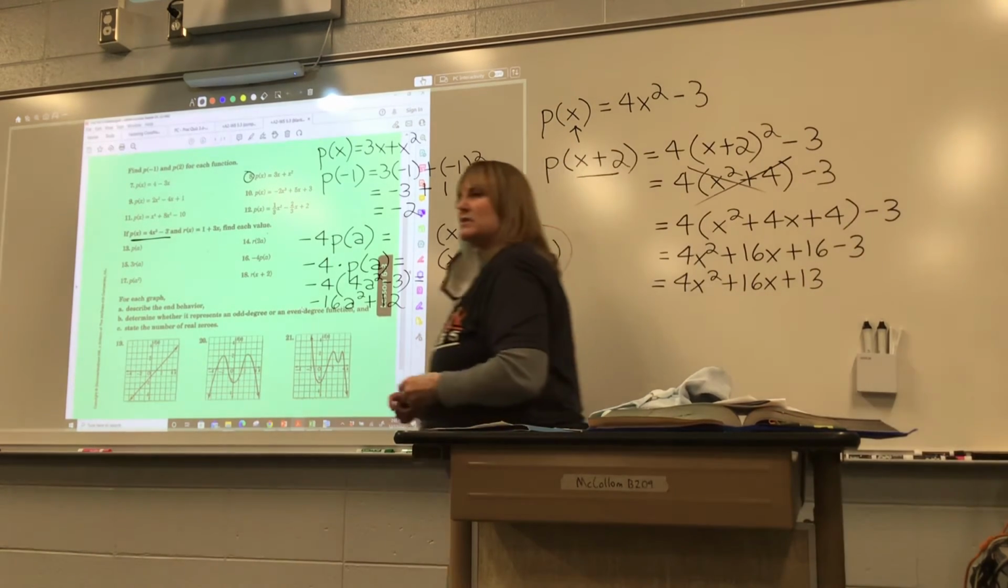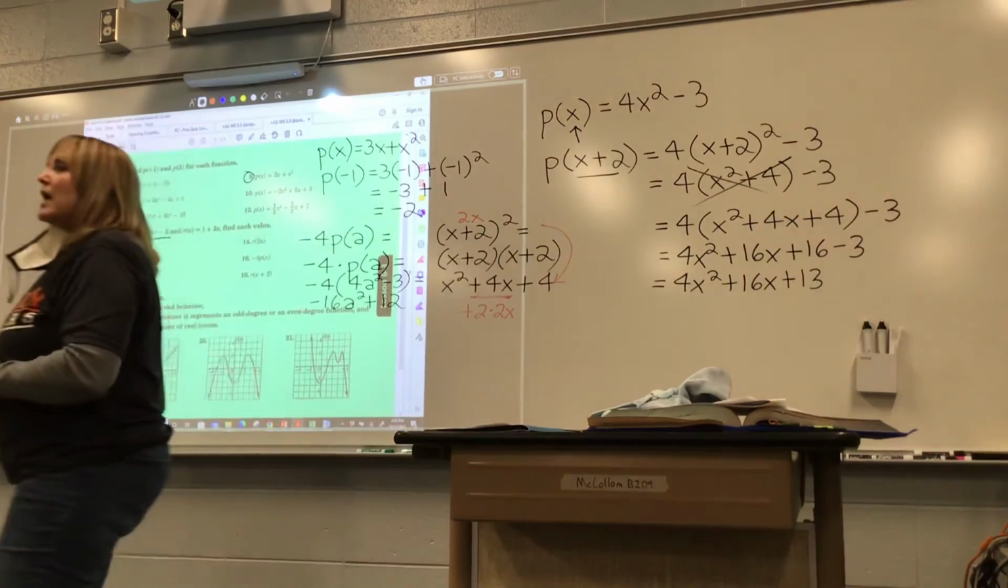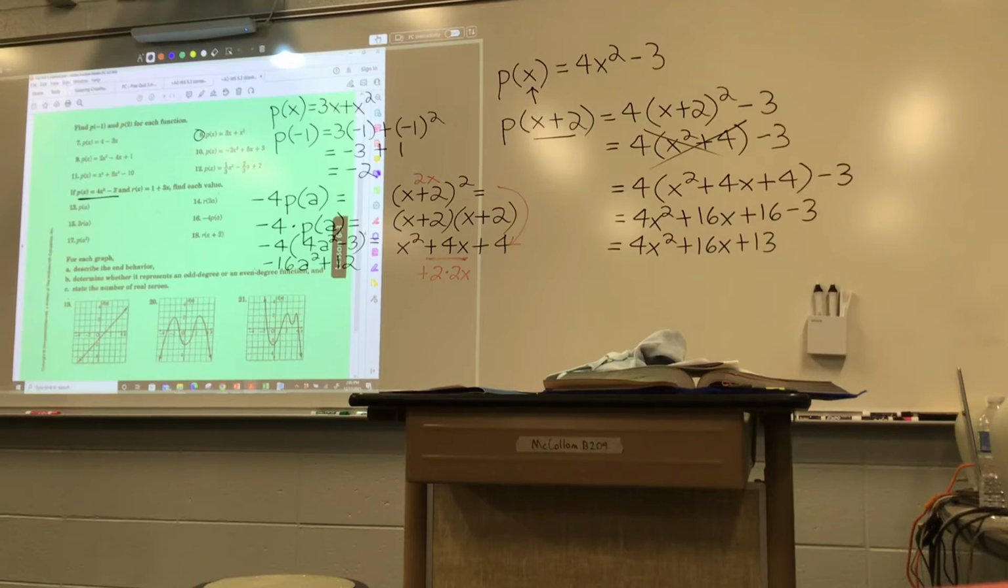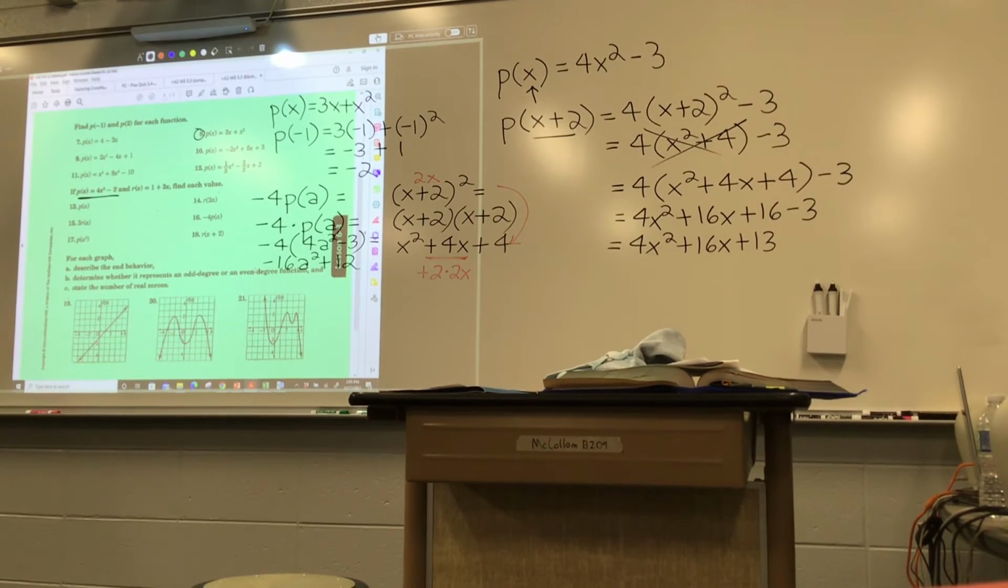Does that make sense to you? Anytime you square a binomial, you've got to be careful. It means 2 factors of that binomial. You can rewrite it and do FOIL, or you can learn the shortcut. But please don't just square the two terms. That will not work, ever. Are we good on that?